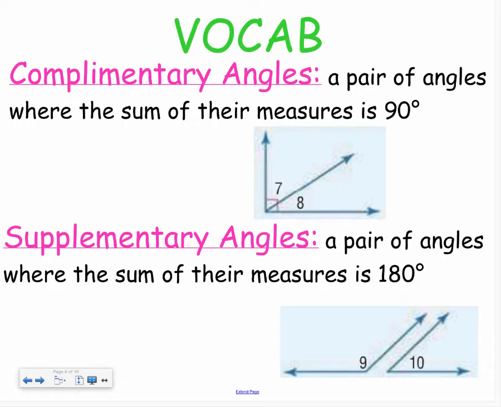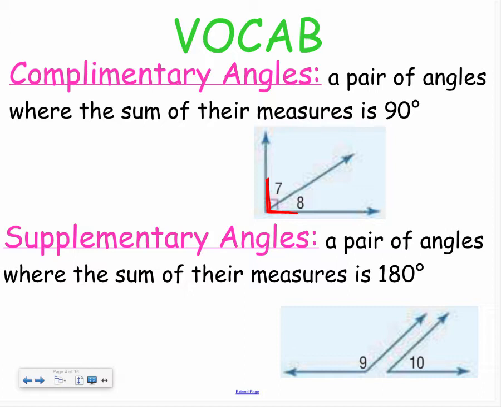We have some specific types of adjacent angles that also have measurements that we can use. Complementary angles are a pair of angles that add up to 90 degrees. Remember, the word sum stands for addition. One of the easiest ways to remember complementary angles is they form a corner. So the complementary angles form a corner. The pair of them have to add up to 90 degrees.